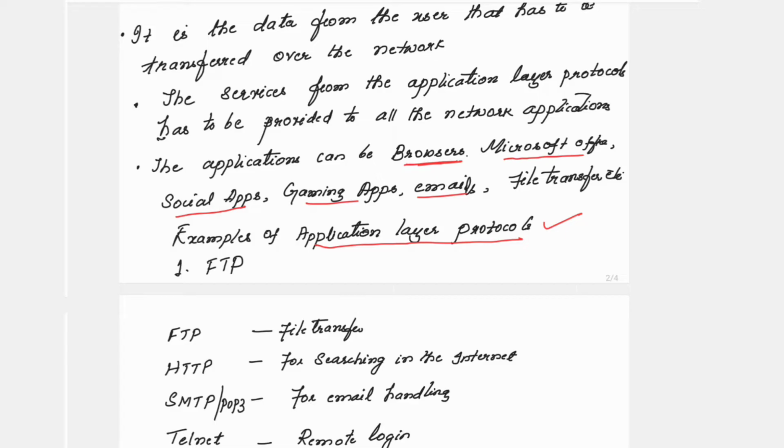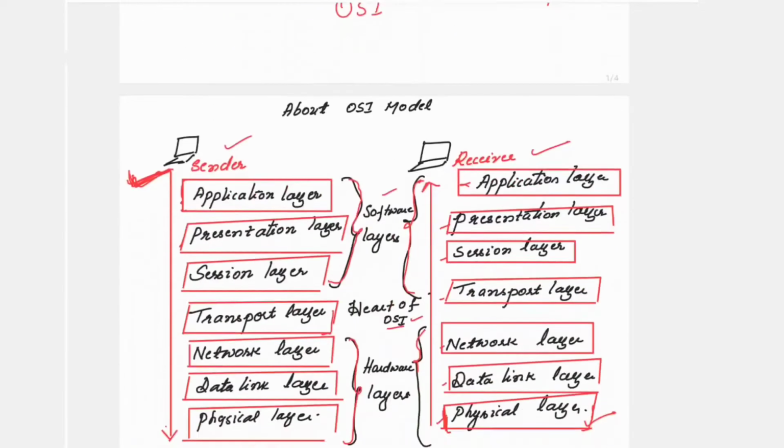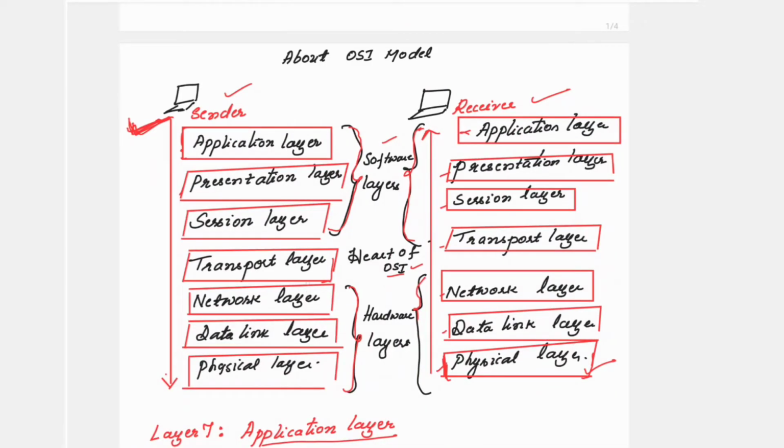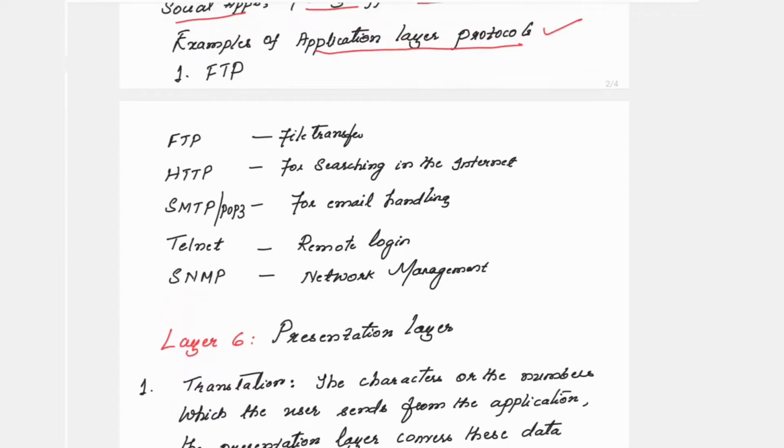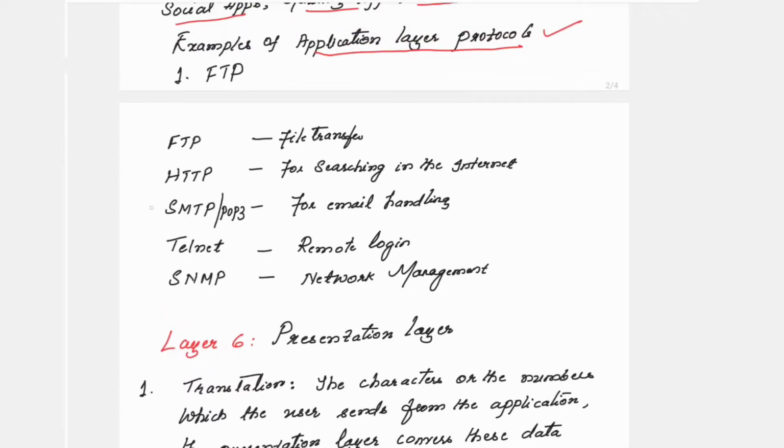Now which are the different protocols present in the application layer? When we talk about the different layers, what do these layers consist of? Each layer has a set of protocols. In simple words, you can always remember it like this: each layer has a set of protocols in order to carry out the functionality for that layer. In the application layer, you will find these protocols. For example, I have listed here a few protocols. FTP is used for file transfer.